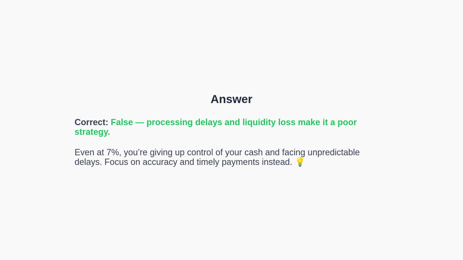The correct answer is false. Even at 7%, intentionally overpaying ties up your money and exposes you to unpredictable processing delays. The better approach is accuracy and timeliness. Next, we'll highlight why gaming the system can backfire with a quick visual reminder.